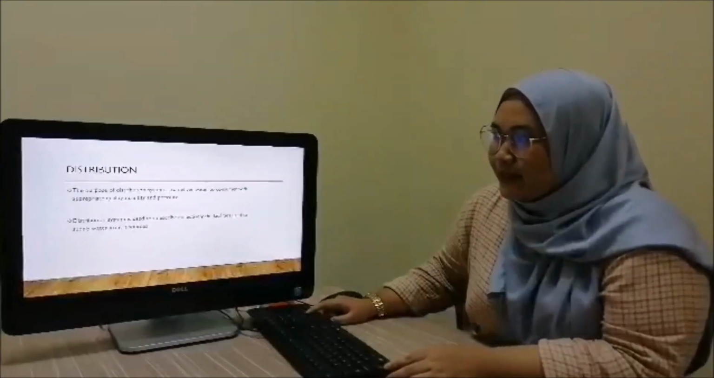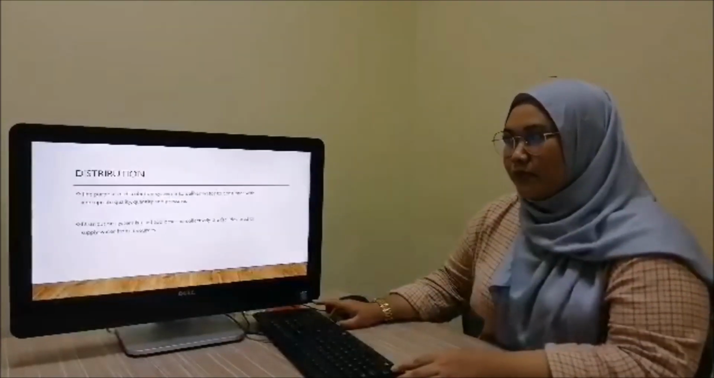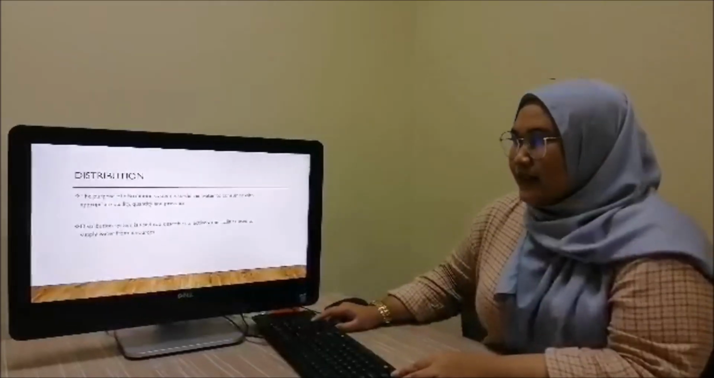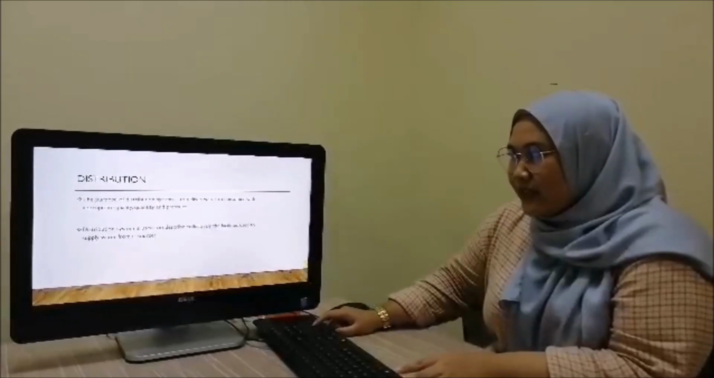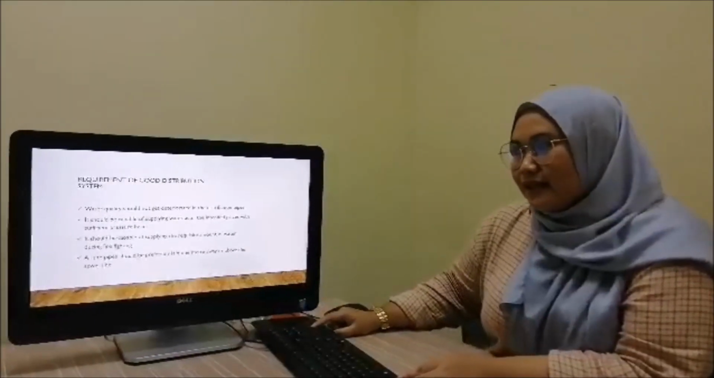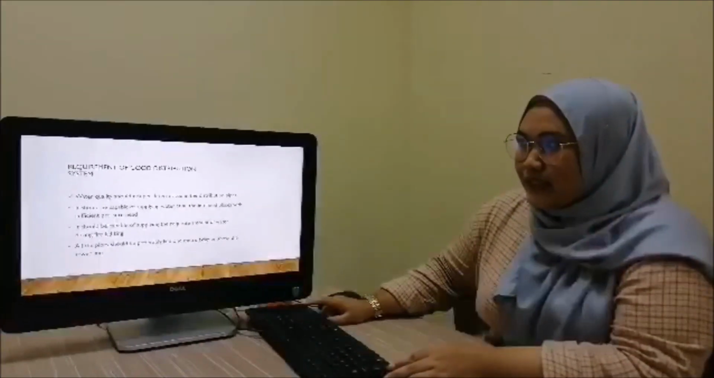Distributions. The purpose of a distribution system is to deliver water to consumers with appropriate quality, quantity, and pressure. The second point is the distribution system is used to describe collectively the facilities used to supply water from its source. Next, requirements of a good distribution system.